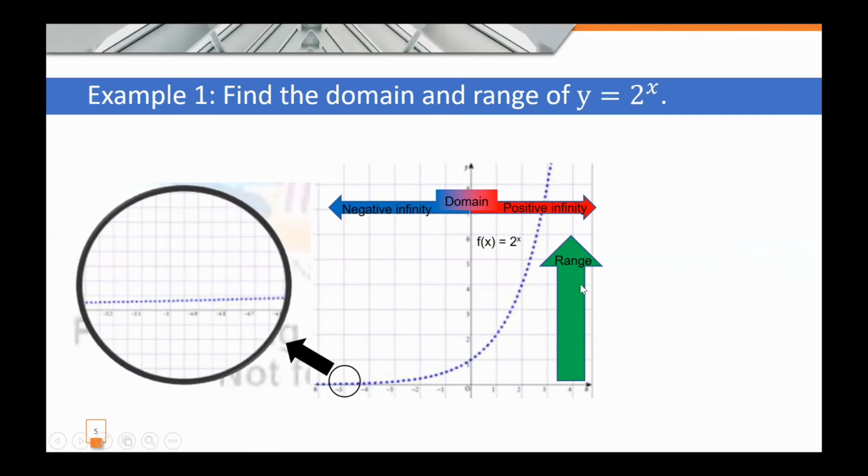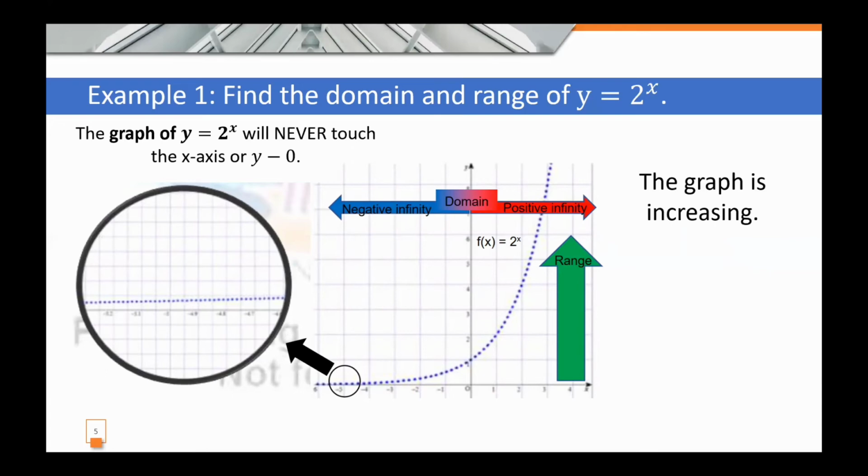Pag sinabing range, ito yung mga posibleng values ng y. So, here, we're going to consider yung vertical line or yung y-axis. Sa y-axis, nandito yung mga values ng y. Dito sa graph ng function, makikita ninyo na parang didikit na yung sa second quadrant, parang didikit na yung graph sa x-axis or sa line na y equals 0. But if we're going to zoom it, makikita ninyo, hindi naman siya nakadikit. Okay? So here, you can say that the graph of the function will never touch the x-axis or the line y equals 0.